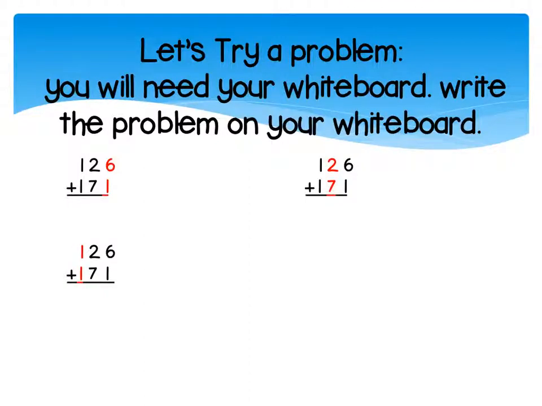So let's start with our ones column first. 6 plus 1 is 7. That's step number 1. Step number 2 is 2 plus 7. 2 plus 7 is 9. Now let's move to our third problem. We know that in the ones column it's 7. We've added the tens column, it's 9. Now let's do the hundreds column. 1 plus 1 is 2. That is my answer.